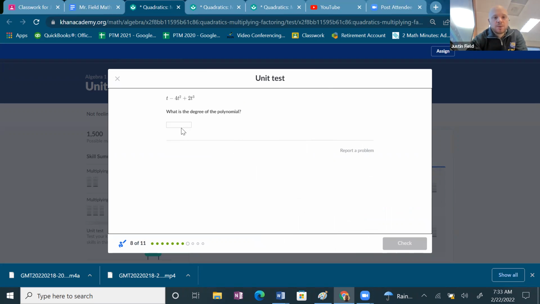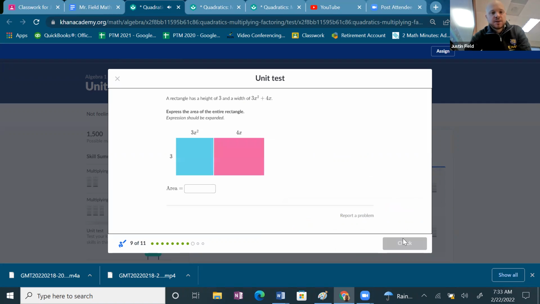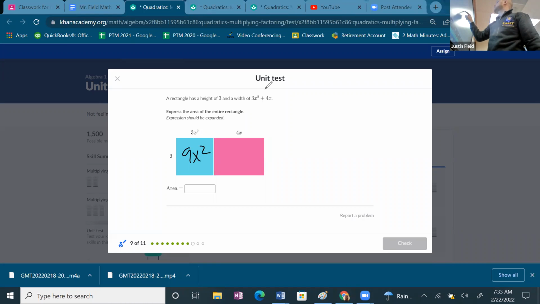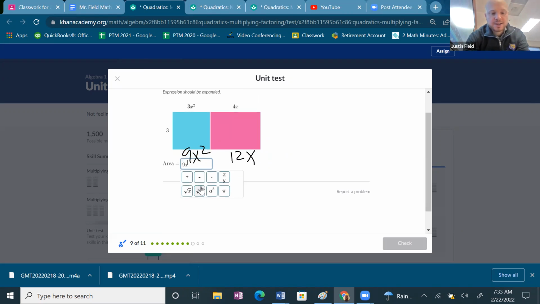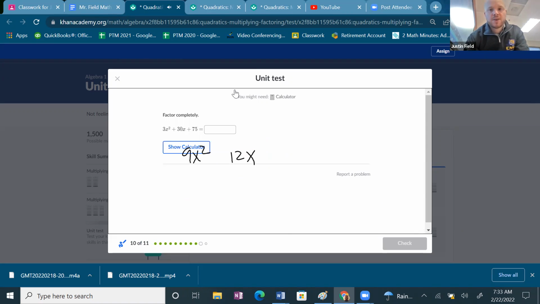What is the degree of the polynomial? The highest exponent is 3. A rectangle has a height of 3 and a width of, express the area. Okay. Don't mind if I do. 9x squared plus 12x. I can factor completely.